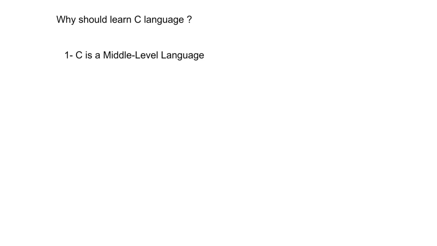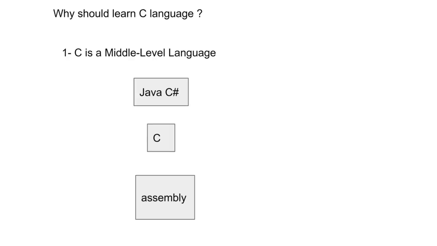Well, it's a fair question, but there are a lot of reasons to learn C language or to start learning programming with C language. First one, C is a middle level language, which means it's over the low level languages, which are not human readable like assembly and machine language, and under the high level languages such as Java, C Sharp and Python.